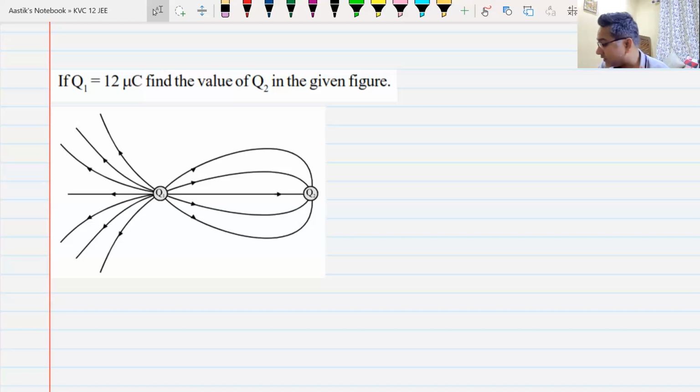Since it is less than 12, it has to be 4, 5, 8, or something. Sir, any concrete reason behind it? Q1 has 6 electric field lines and it is 12 charge. And Q2 has 4 electric field lines, so double than that, 8 microcoulomb.